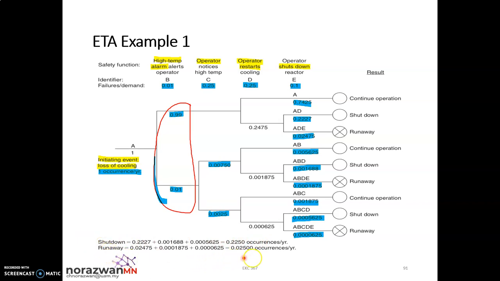Same goes for the runaway process. By calculation, it shows that the runaway process occurs 0.025 per year, or around once per 10 years. Alright? So this is how event tree analysis helps you to identify the frequency, your success frequency or your failure frequency for some events.